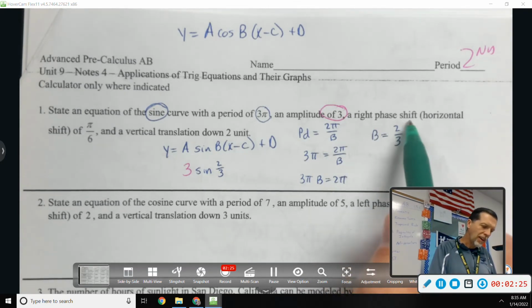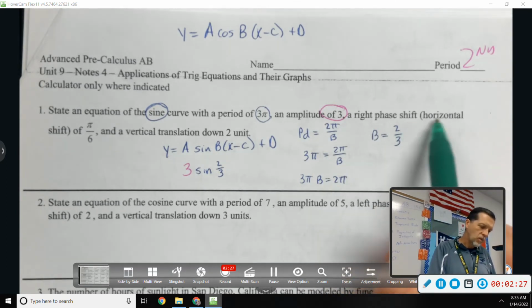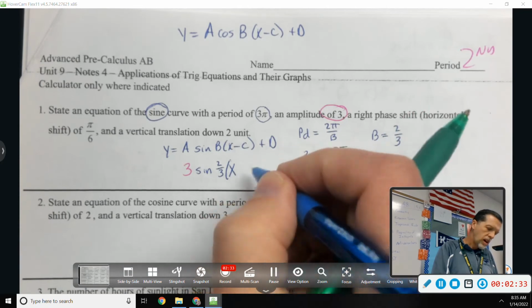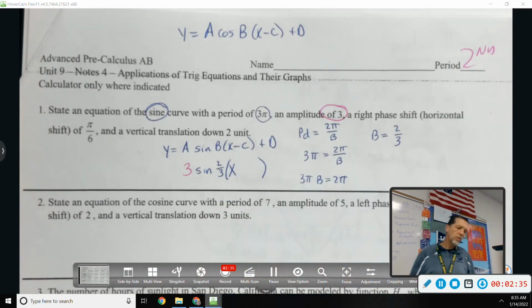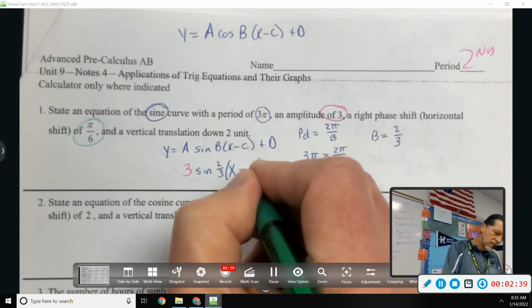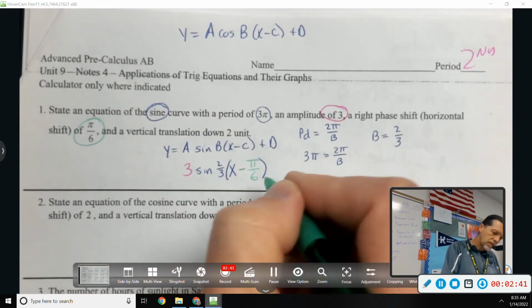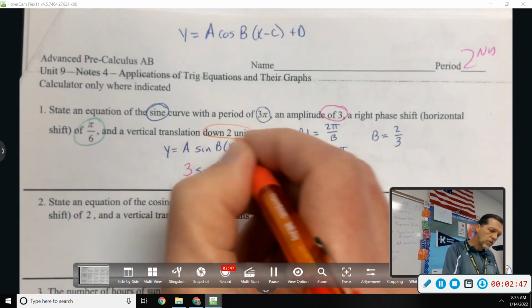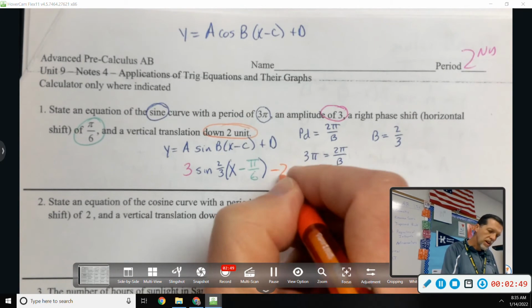A right phase shift or horizontal shift of pi over 6. So how do I accomplish right pi over 6? Negative or minus pi over 6. Yeah, minus pi over 6. And then a vertical translation of down 2. Minus 2.